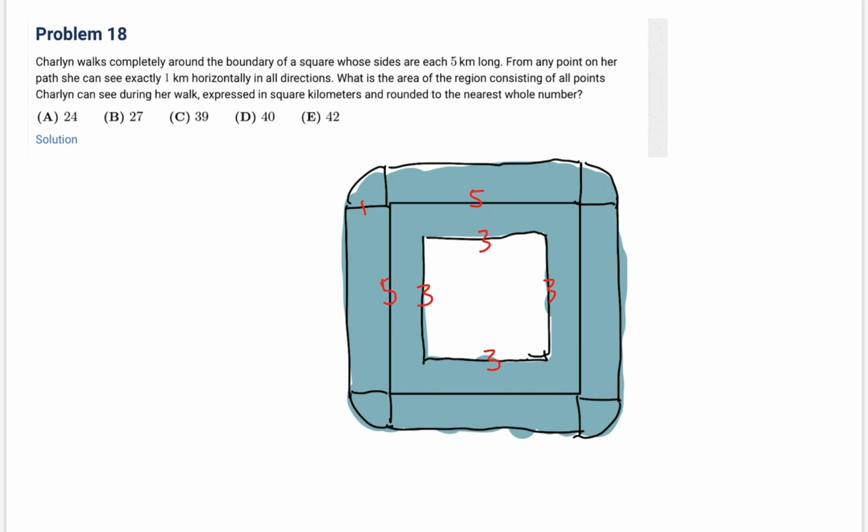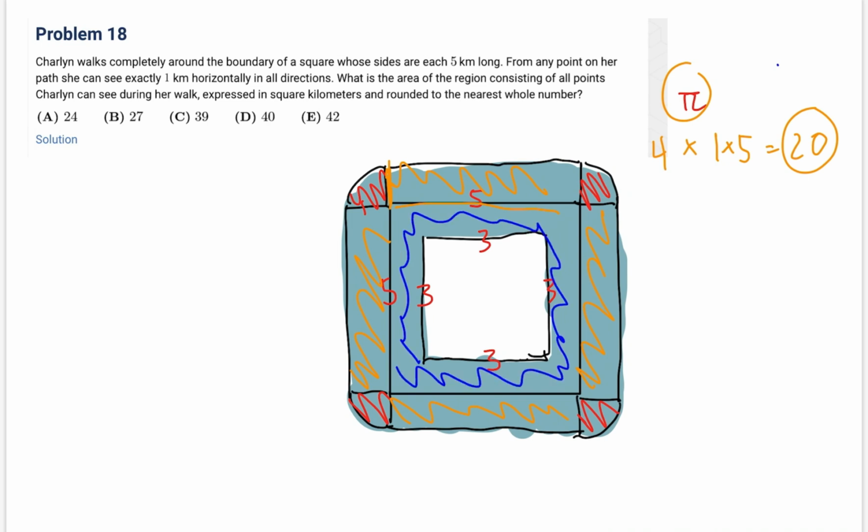If we first try to get all these quarter circles tied together, then it makes a full circle, right? So its radius is 1, so it's pi. And for these areas right here, there are 4 of these, right? 4 times, and the length and width are 1 and 5. So 1 times 5 times 4 is 20. So we have pi and we have 20. And for this region here, we have 5 times 5 minus this much, right?